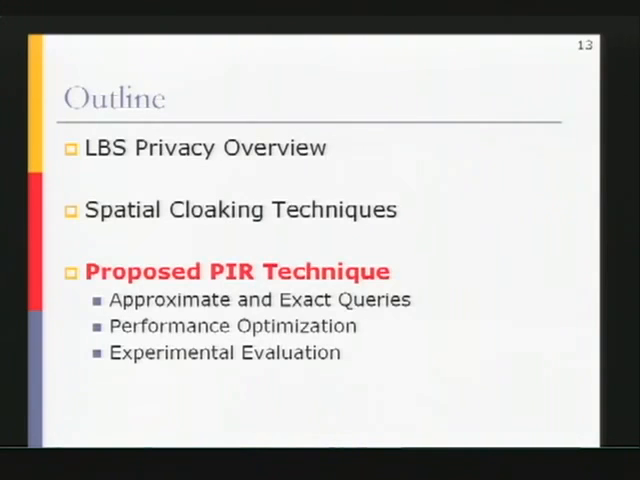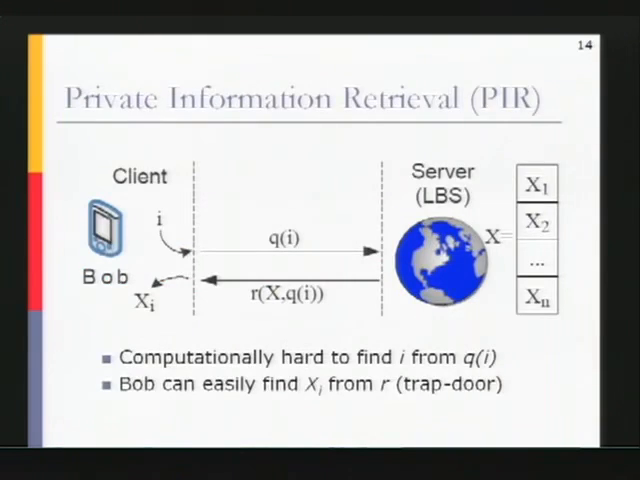So as I mentioned earlier, we do not use spatial cloaking. We use cryptography. In particular, we use private information retrieval, or PIR. So let's see how PIR works in a nutshell. We have on the right-hand side the server, a generic server. In our case, it's the LBS server, but for this particular case, we assume some very simple data format, a binary string, X, with elements x1 to xn.